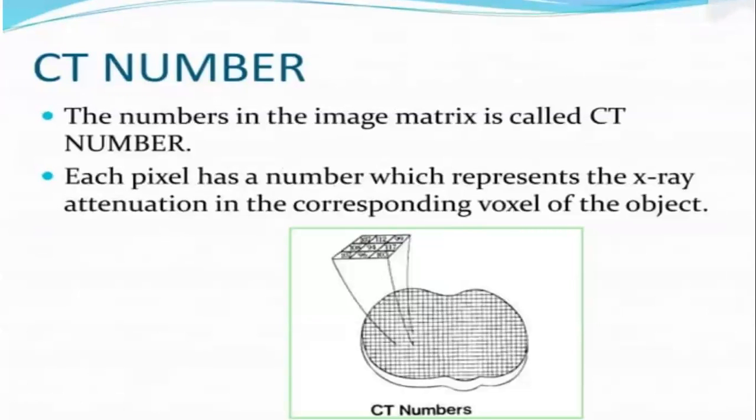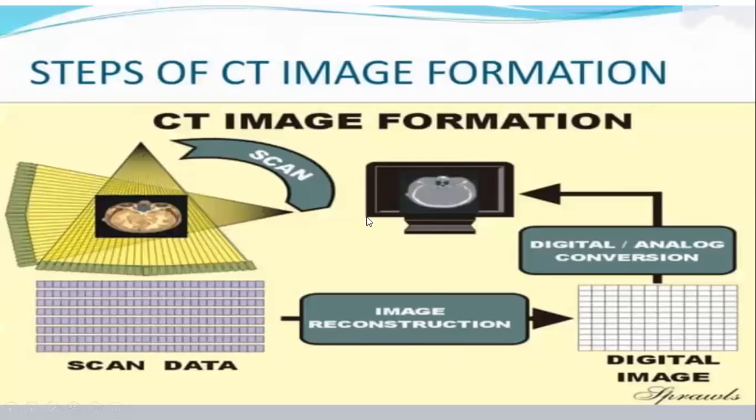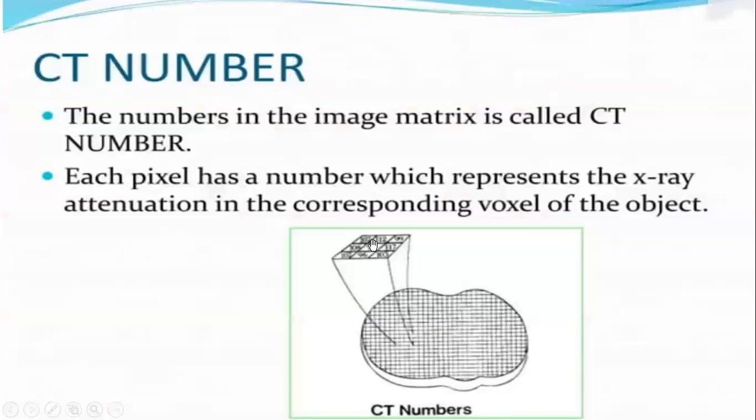CT number. The numbers in the image matrix are called CT numbers. Each pixel has a number which represents the X-ray attenuation in the corresponding voxel of the object. You see that this matrix is specified with some columns and rows. In those columns, we can see some numbers, and these numbers are called CT numbers.